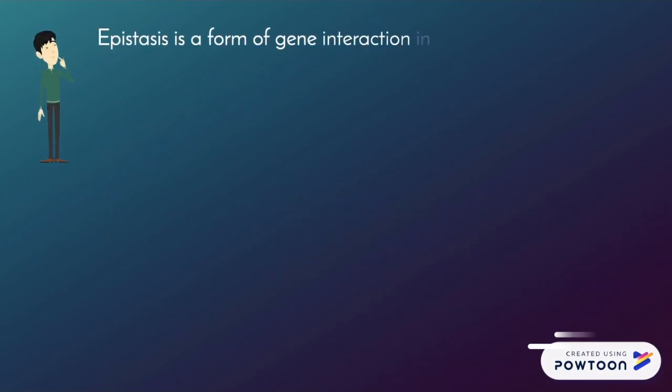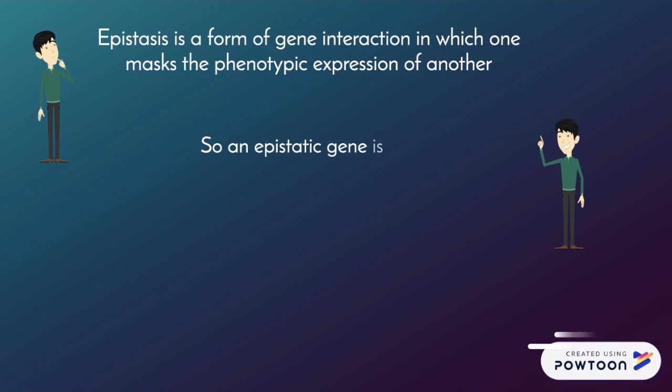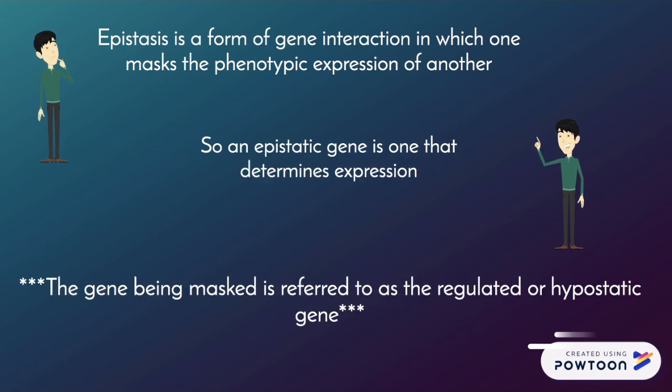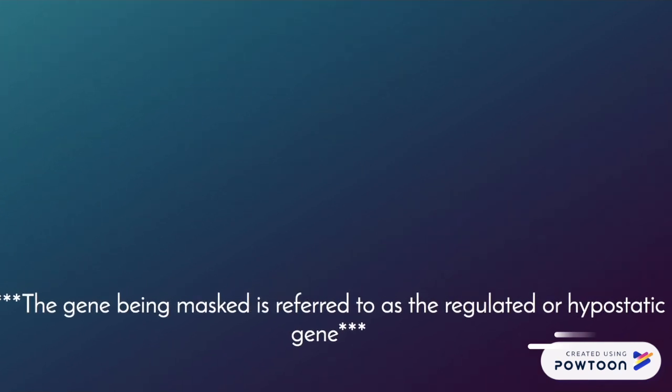Epistasis is a form of gene interaction in which one gene masks the phenotypic expression of another. So an epistatic gene is one that determines expression. The gene being masked is referred to as the regulated or hypostatic gene.